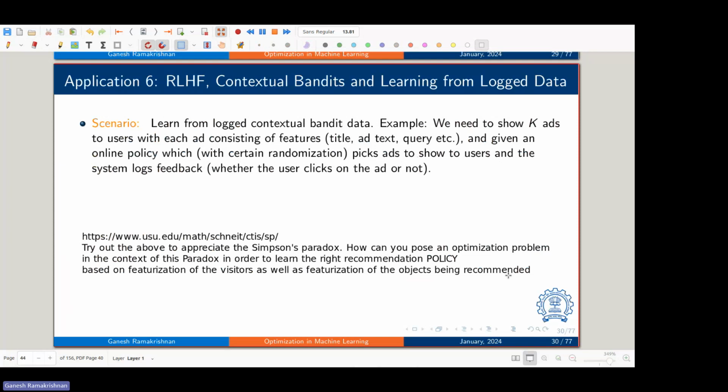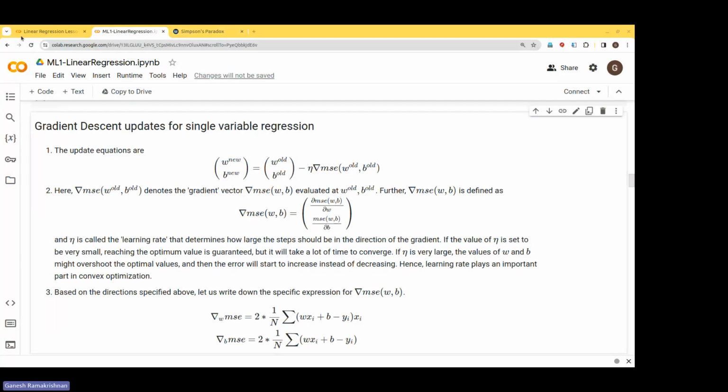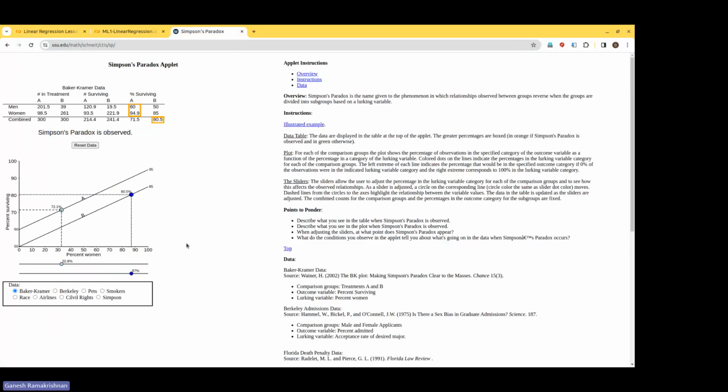It's very important to be data driven here. A lot of large language modeling, RLHF, is very data driven. You've seen conversations with ChatGPT or your own fine-tuned model. It does evolve as you converse. What happens if you don't converse? There's something called Simpson's paradox. I'm going to show you that right now. It's a nice applet showing Simpson's paradox.